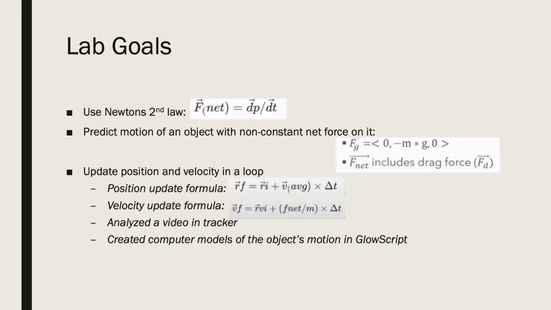The first goal in this lab was to implement Newton's second law with the non-constant force caused by the forces of gravity and drag. The drag force can be shown in one of our computer models and excluded from the other. We use the same position and velocity update formulas from last time to model the motion of the falling object in GlowScript. First, we analyzed the video in Tracker, and then we created a computer model in GlowScript.